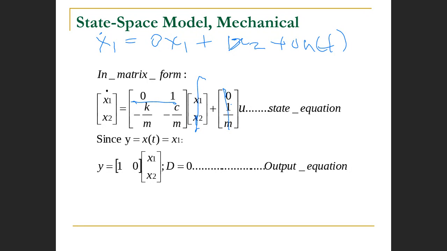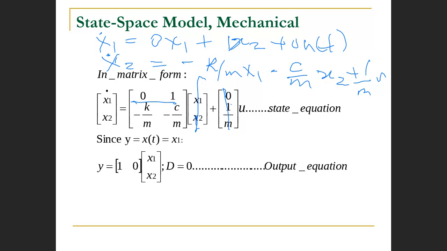Now, what about the second part? x2 dot is equal to, row by column again, minus k over m x1, minus c over m x2, plus 1 over m u. Is that okay? So we expand the matrix, and we get back what we had before in terms of the equation.